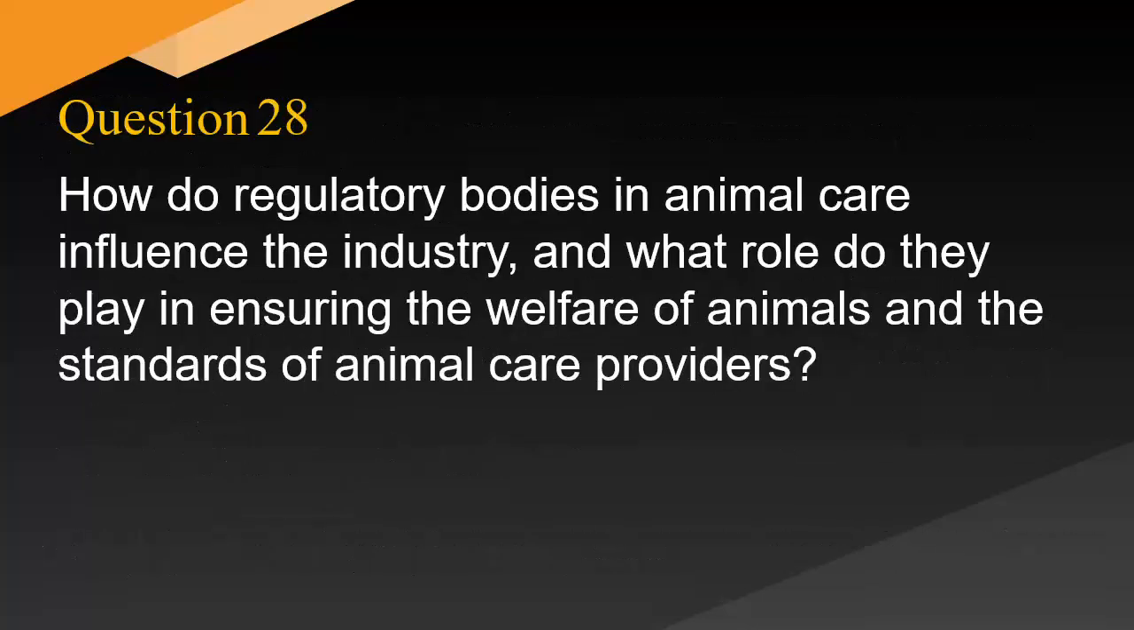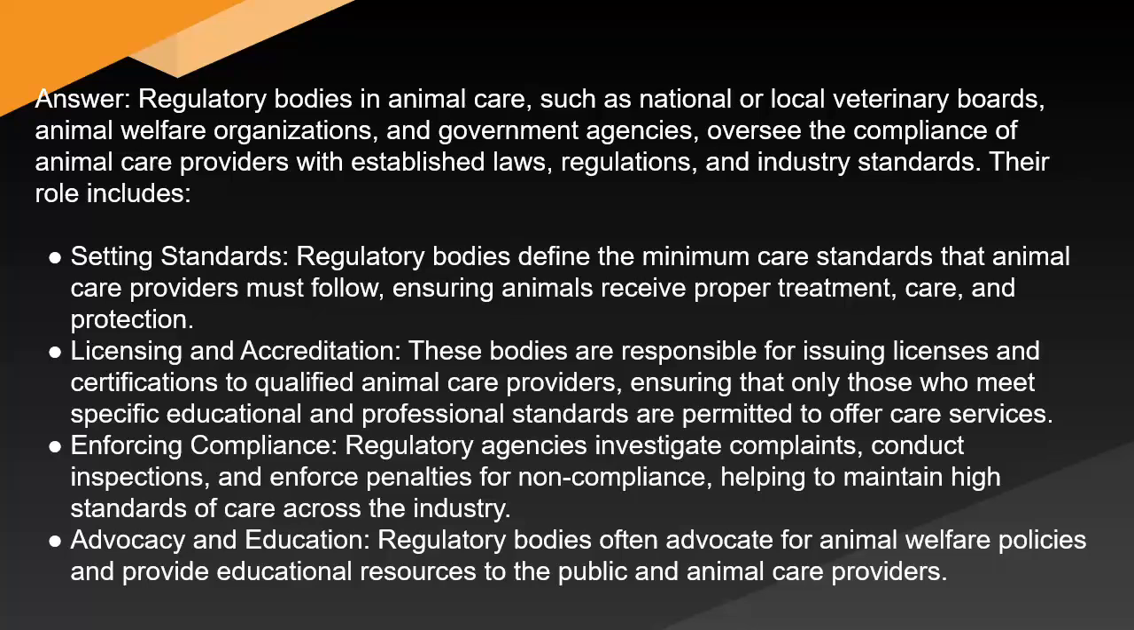How do regulatory bodies in animal care influence the industry, and what role do they play in ensuring the welfare of animals and the standards of animal care providers? Answer: regulatory bodies in animal care, such as national or local veterinary boards, animal welfare organizations, and government agencies, oversee the compliance of animal care providers with established laws, regulations, and industry standards. Their role includes setting standards. Regulatory bodies define the minimum care standards that animal care providers must follow, ensuring animals receive proper treatment, care, and protection.